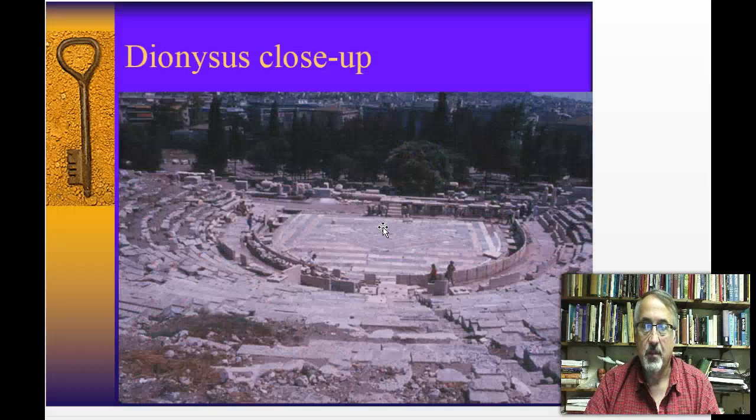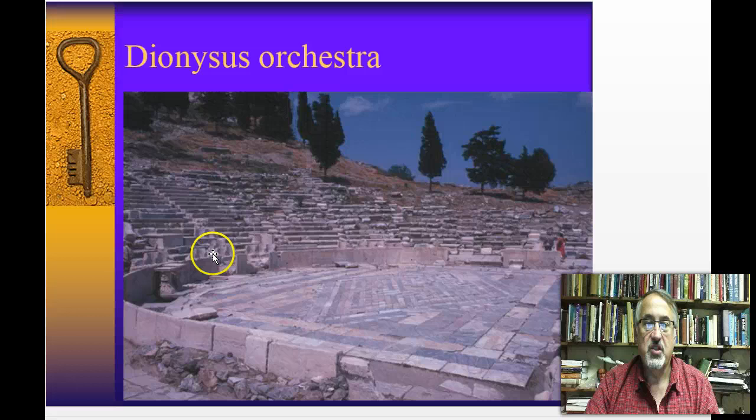Here's a close-up of it. Here you can see what we might call the chief seats. You wonder what that looks like? Well, they actually have backs on the seats. And a lot of times they would actually put their name on the seats. This seat was donated, reserved by a certain person, and that's where they would sit.